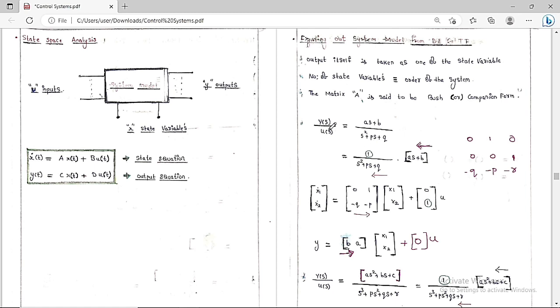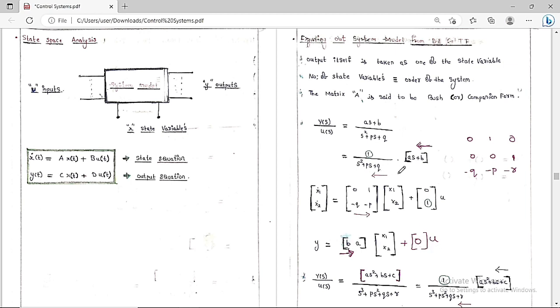So listen carefully. Y of s by U of s is equal to as plus b by s square plus ps plus 2. So I can write it as 1 by s square plus ps plus 2 into as plus b. I can write like this. Now, if you see clearly, it is a second order equation. So therefore, you are going to have two state variables, x1 dot, x2 dot, equal to A into x1 x2 plus B into u. Y is equal to Cx plus Du. D is always equal to 0.